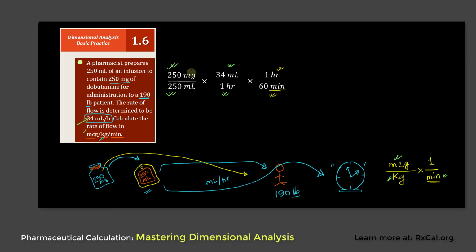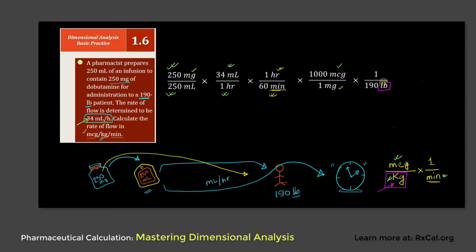And then we have to convert the milligram to microgram. That is what we're going to do. Milligram goes to microgram, because we know 1 milligram equals 1000 microgram. And then we have to convert the weight of the patient from pound to kilogram. But before that, we have to understand why we should divide the quantity with 190 pound, not multiply. Because if you look at this, the final desired unit has kilogram, the weight of the patient in denominator. That's why we need the weight of the patient.